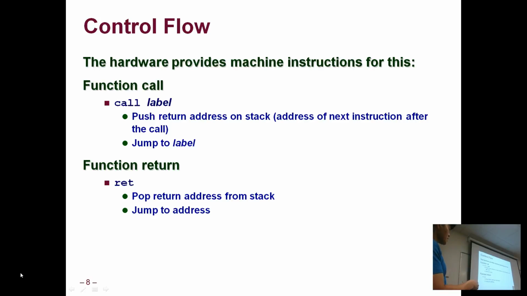And then at this label, you execute some code, and at the bottom of that code, there is a return instruction. And the return instruction just takes that return address from the stack and pops it into the instruction pointer, or basically jumps to it. So that's how the function call is implemented in assembly.